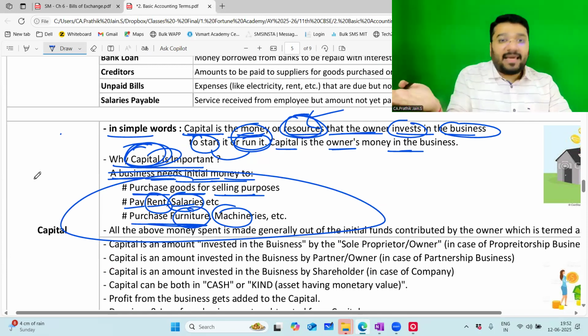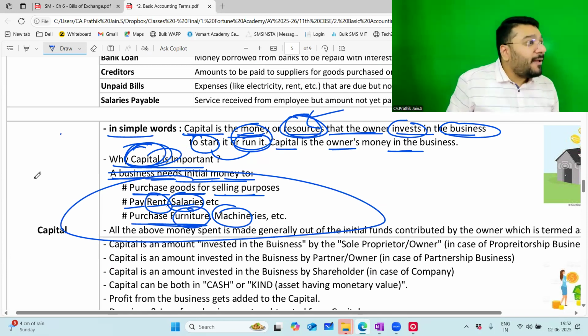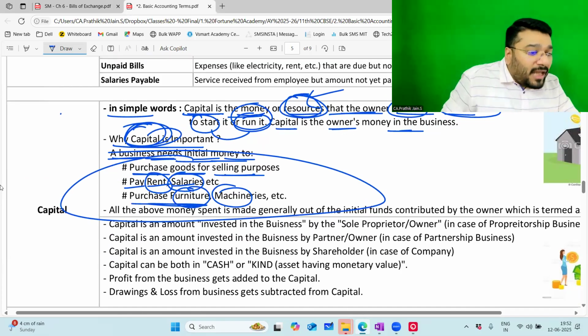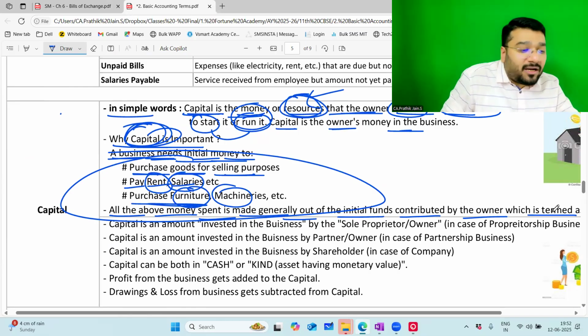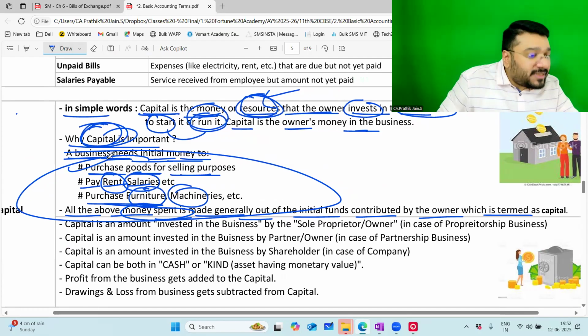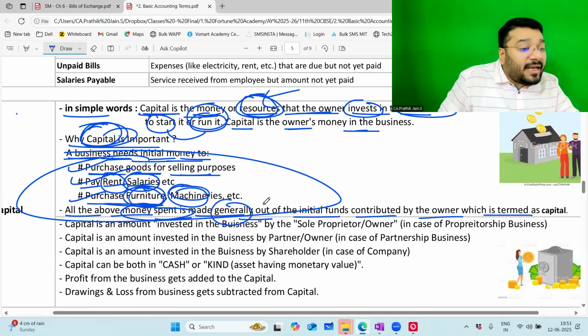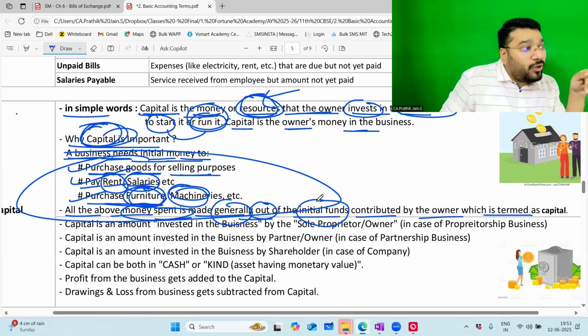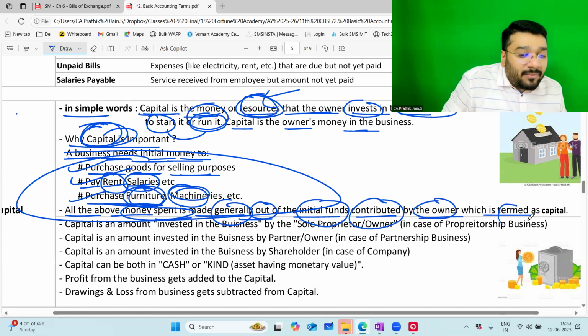Later, this PC I bought, this camera I bought, from whose money? Business ka profit. But initial capital is required to buy all this for the first time. All the above money spent is generally made out of the initial fund contributed by the owner, which is termed as capital. The money spent for purchasing the goods, paying the initial rent and salary, and paying for the initial purchase of the furniture, assets, machineries, etc., are generally done out of the initial fund. Initial means what? First money, you got it from whom? Owner. The money that is contributed by the owner is termed as capital.